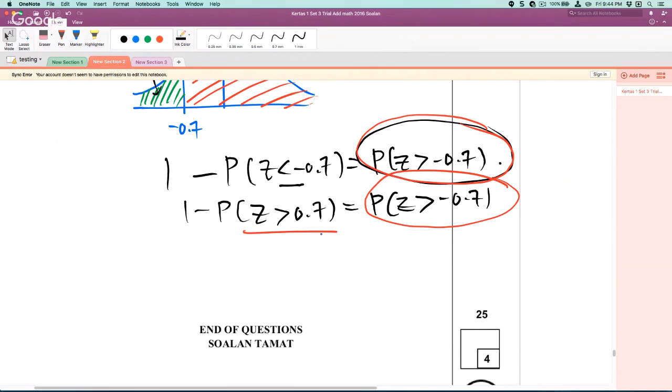So let me take a paper here. Yeah, I should have a small table here. You just take out your table and look for 0.7. For 0.7, the table will tell you 0.2420. Okay? So therefore, your final answer should be 1 minus 0.2420, and then you should be able to get 0.758.